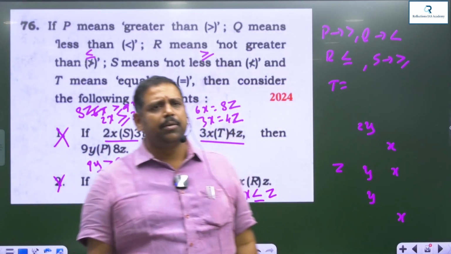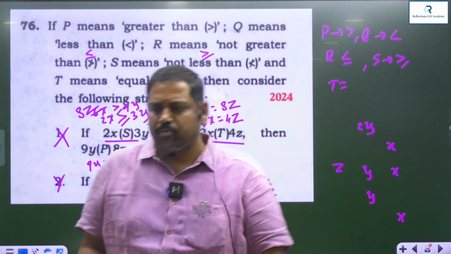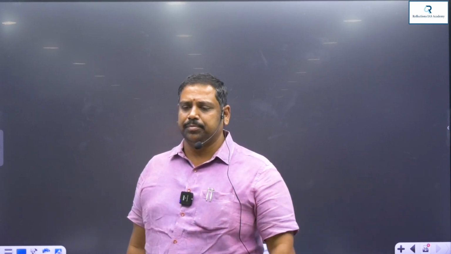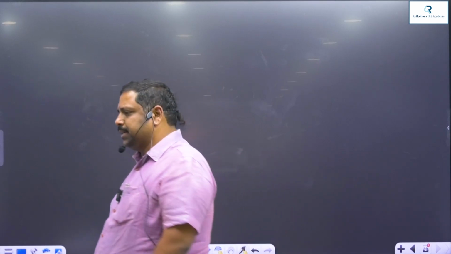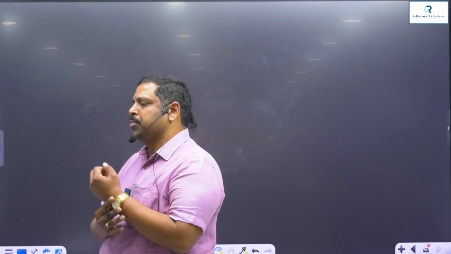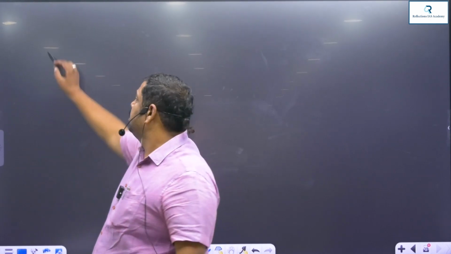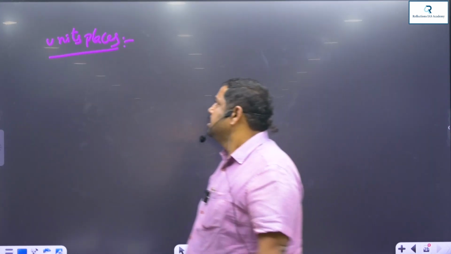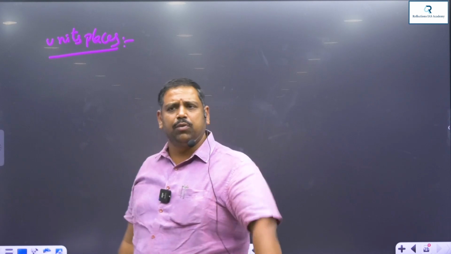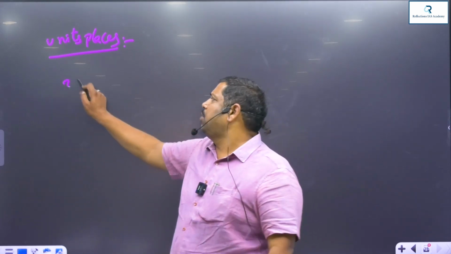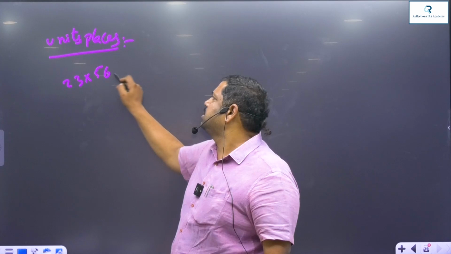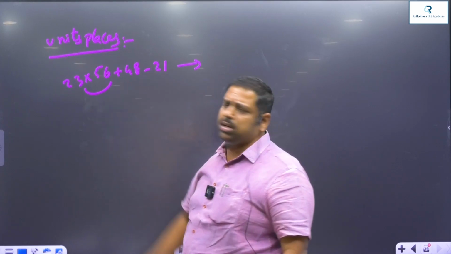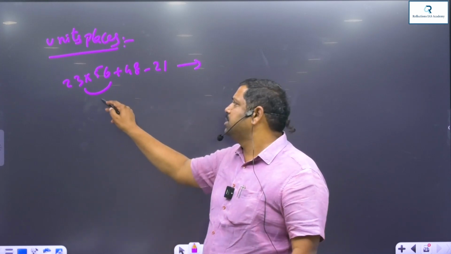Shall we go to the second paper here? Are you ready? We have to go for units place, highest power, and number of zeros. First, units place. I think everybody knows what the units place is. Suppose you have a calculation 23 into 56 plus 48 minus 21. Units place: 3 into 6 is 18, so you take units place as 8.